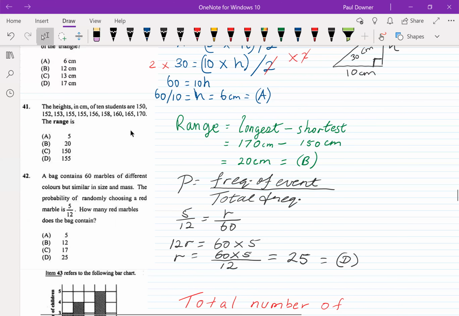The answer for 41: the heights in centimeters of 10 students are 150, 152, and so on. What is the range?